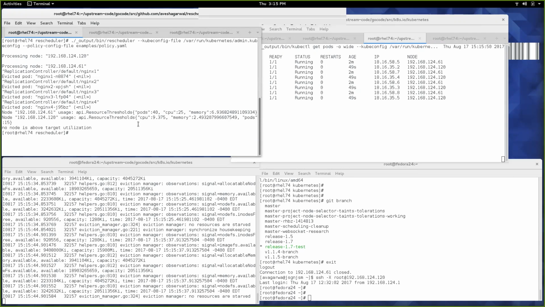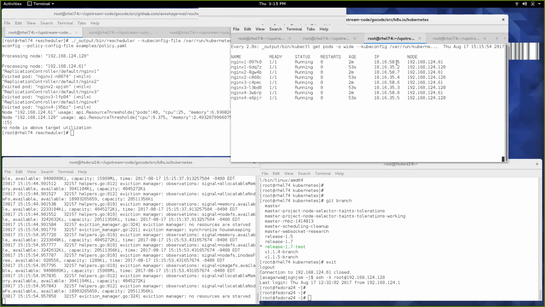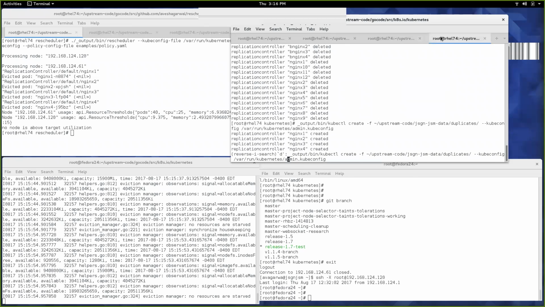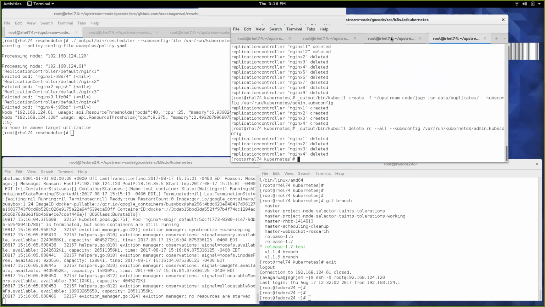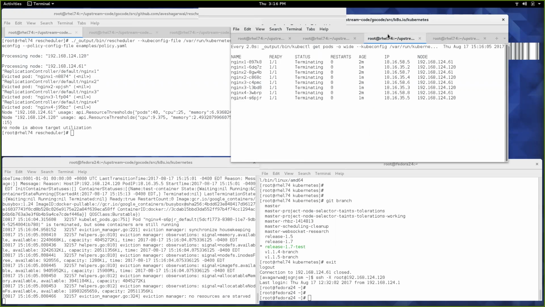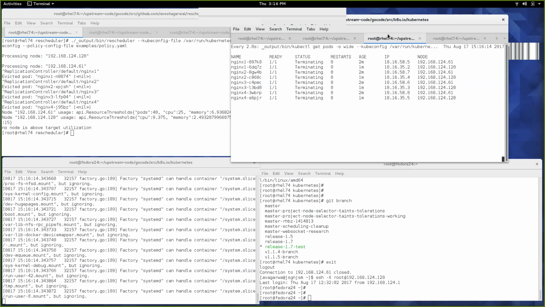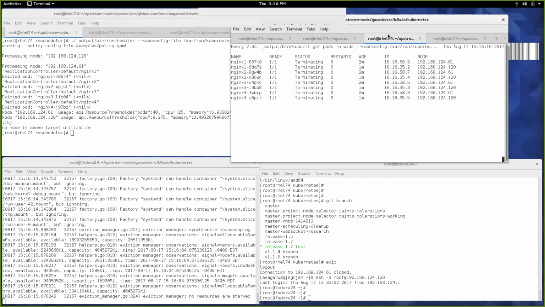Now I'll show you the second strategy, the low utilization based strategy. First, I'll just delete all the existing pods to show that. So they are terminating right now. Once they are terminated, I'll show you how the second strategy works. It might take a few seconds.